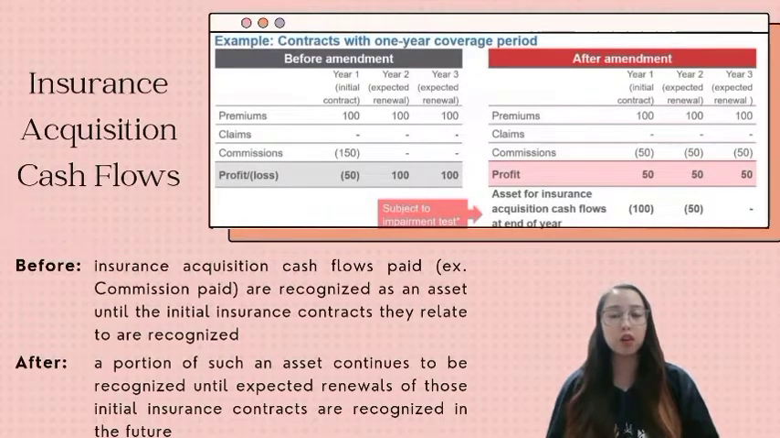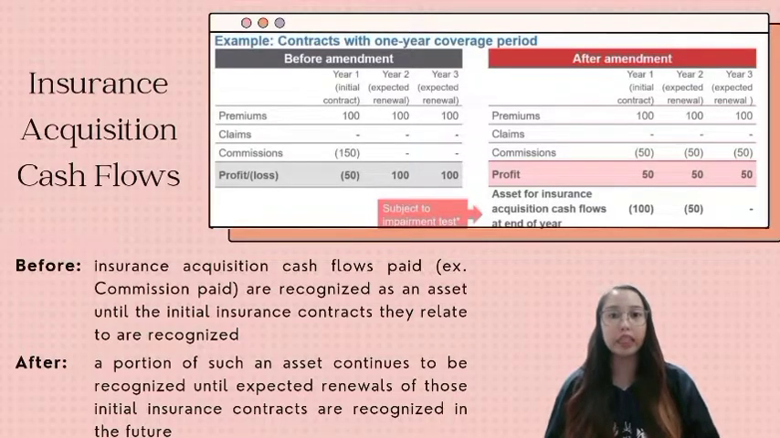Yung mga insurance acquisition cash flows naman po na binayaran before i-recognize yung group of insurance contracts, nakukuha naman daw po yung result dito kapag nire-recognize sila as asset until i-recognize yung related group. So para po mas maintindihan yung amendment po na to, tignan po natin yung example. Kasi hindi daw po na-cover yung ganitong scenario, kaya po nagkaroon ng amendment regarding dito.